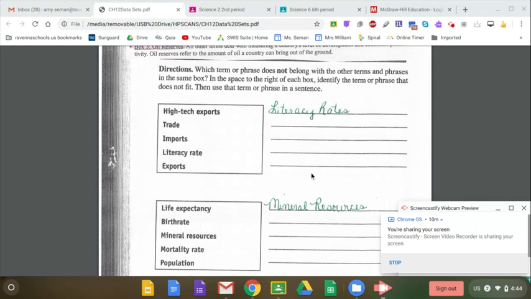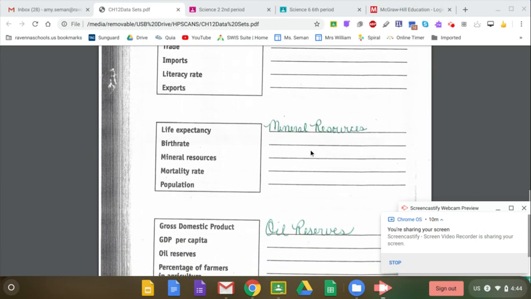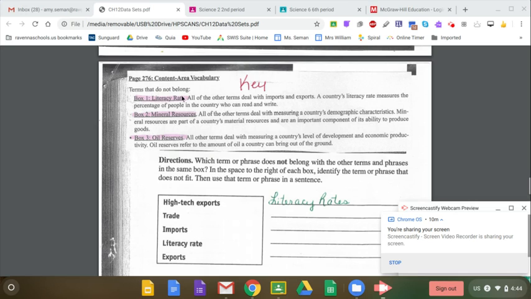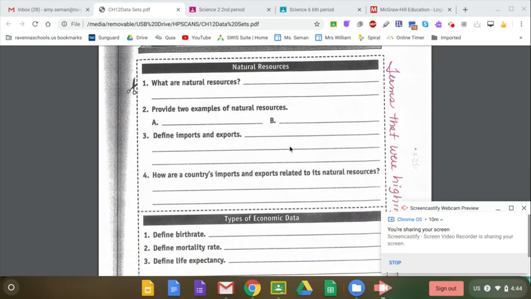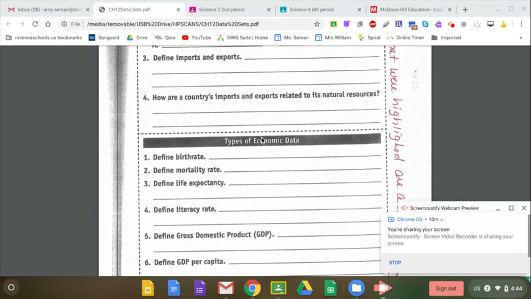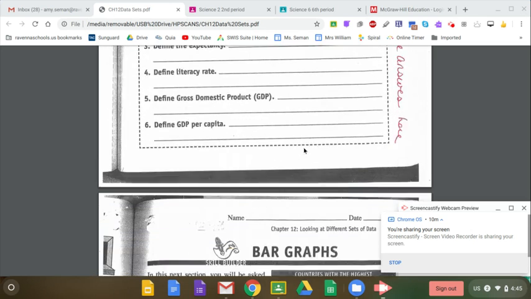But the directions on here said which terms or phrases do not belong with the other terms and phrases. In the space to the right of each box, identify the term or phrase that does not fit, then use the term or phrase in a sentence. And I have basic answers there. And again, right up here at the top, here are all three boxes: literacy rate, mineral resources, oil reserves, and then it gives you sentences off to the side. This study card was also in the Google Classroom, and the students who've done this one, I've corrected it and given it back to you.